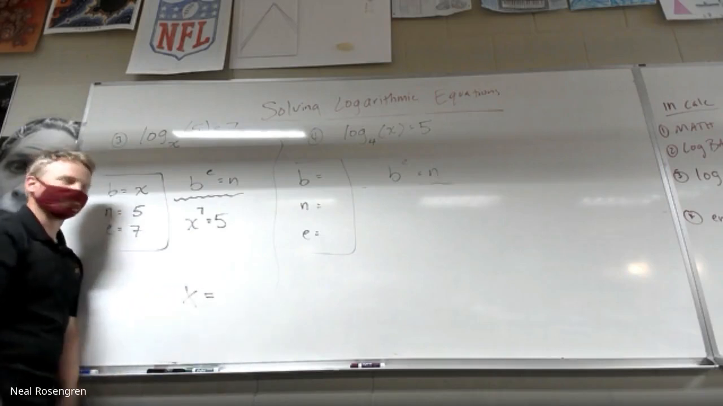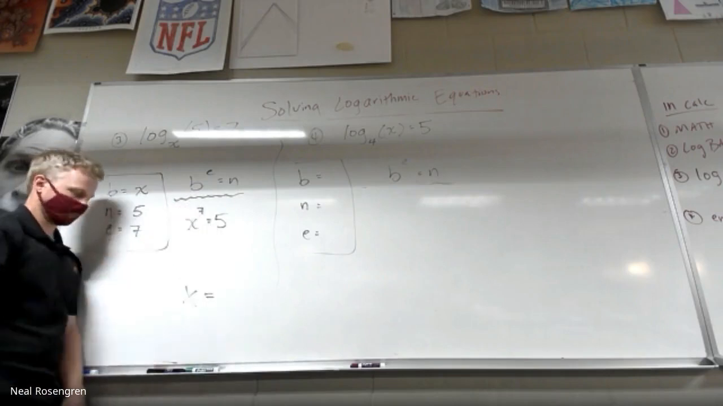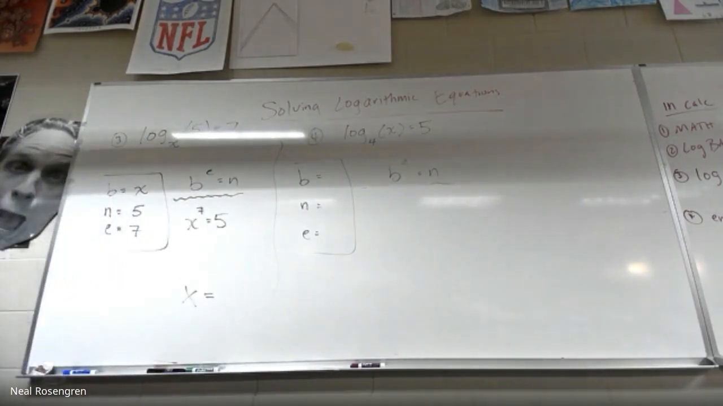It's just not ready yet, right? Because we've still got a power attached to it. We just got to do something with it. You've got x to the 7. We want to get x by itself. What can we do to both sides? The 7th root. Yeah, we need the 7th root, right?